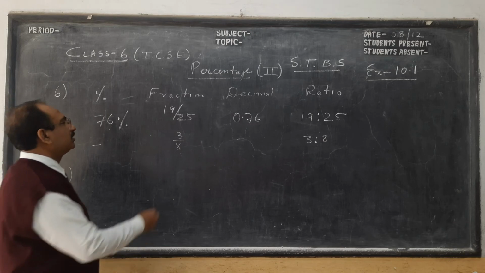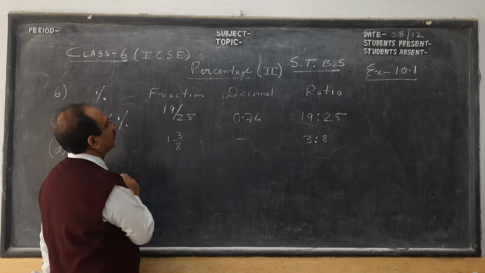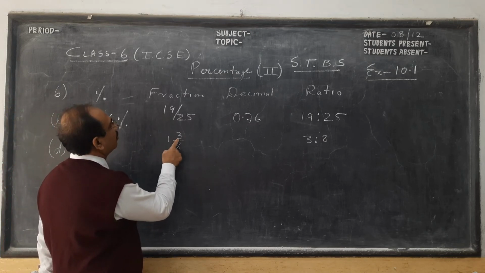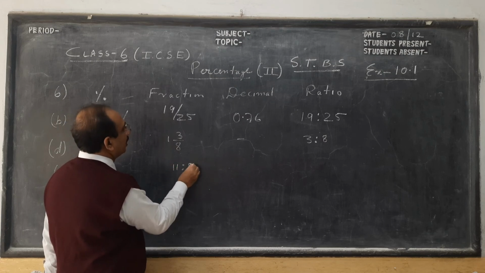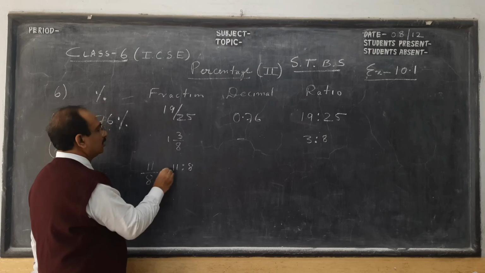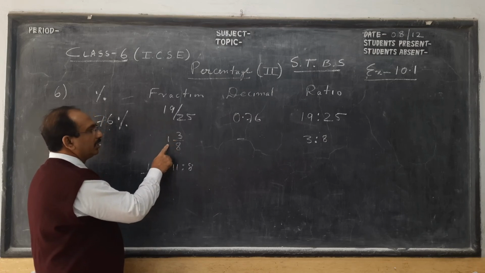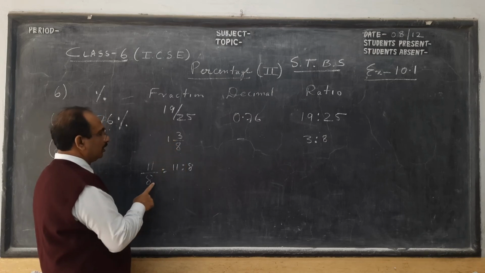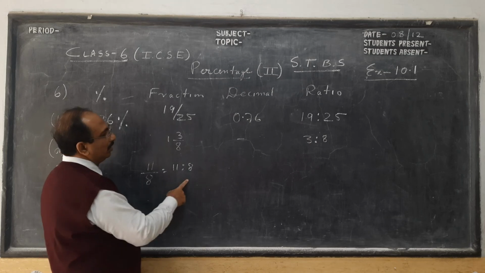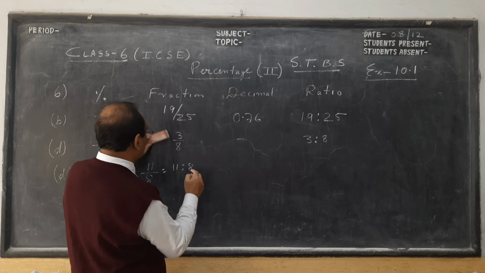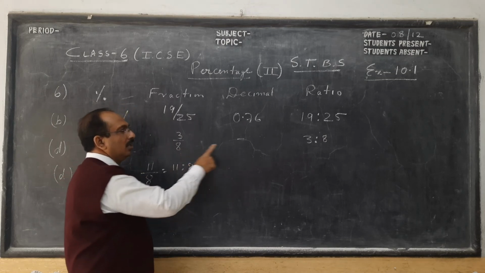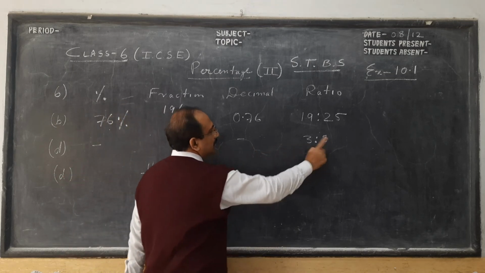Now suppose it is 1 3 by 8. So this will become 8 ones are 8 plus 3, 11 is to 8. So it is 11 by 8 or 11 is to 8. So even if you have a mixed fraction, you convert it to an improper fraction and we get it like this. The only difference is that in a proper fraction, when the numerator is less than the denominator, you get the first part of the ratio less than the second part.